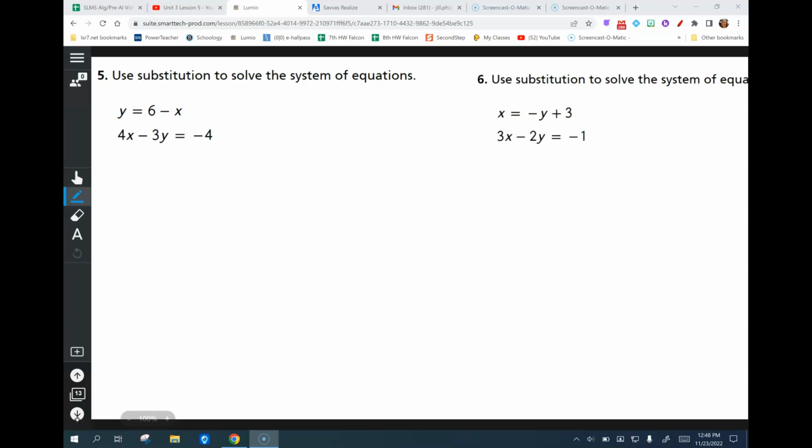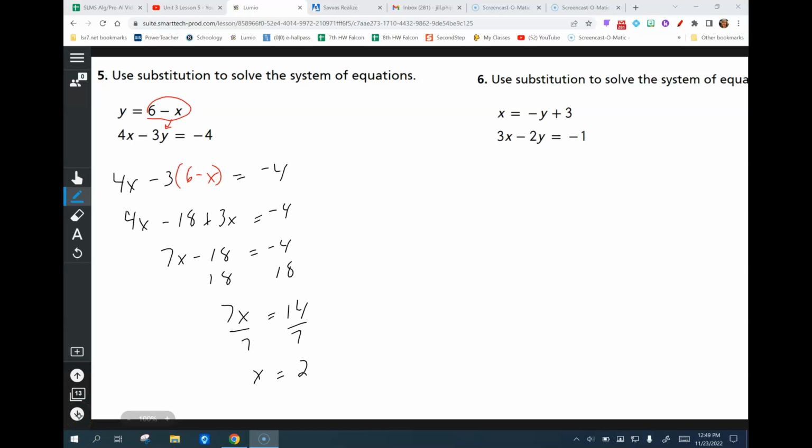So I would like you to stop your screen right now, pause it, and go and do these, and then come back and compare your answers. I will do one at a time, but I'd like you to try these on your own first. So far I have x is equal to 2. Of course, we're not done. We now take that and we're going to plug it in to find y.